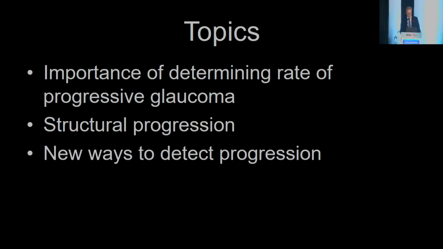So, this is probably well known to the audience, but we talk a lot about diagnosing glaucoma and making sure that it's the right diagnosis. Really, once you have the diagnosis, the key thing is determining the rate of progressive glaucoma. This is going to help predict, as Alan Robbins said, what the risk of going blind is over time. I'm also going to talk about structural progression and how you detect that, and then maybe some new ways of detecting progression.